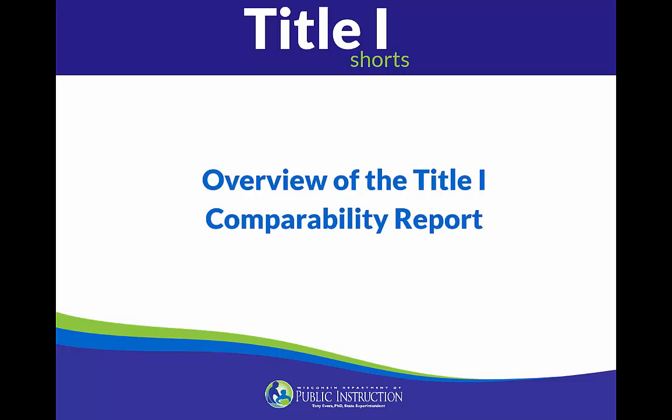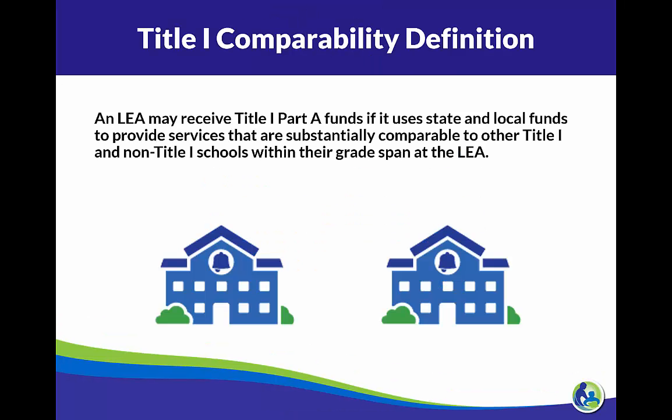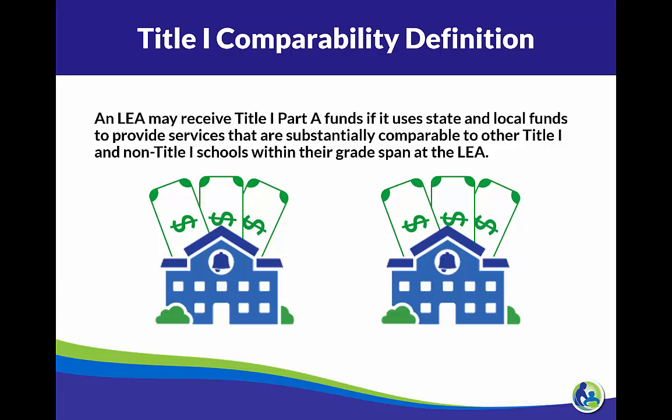In this Title I Shorts, we will discuss the comparability requirements for Title I LEAs. An LEA may receive the Title I Part A funds if it uses state and local funds to provide services that are substantially comparable to other Title I and non-Title I schools within their grade span at the LEA. In short, comparability is how DPI ensures that the state and local funds are not replacing federal funds.